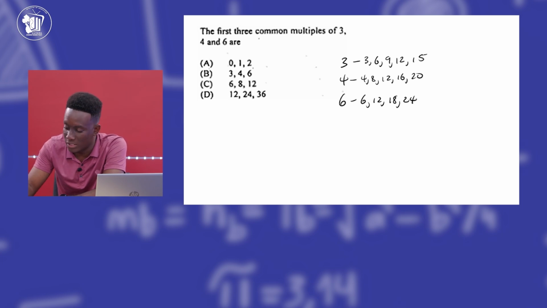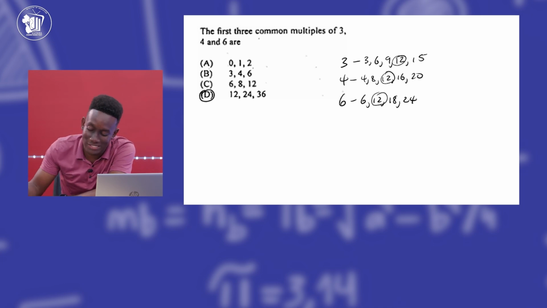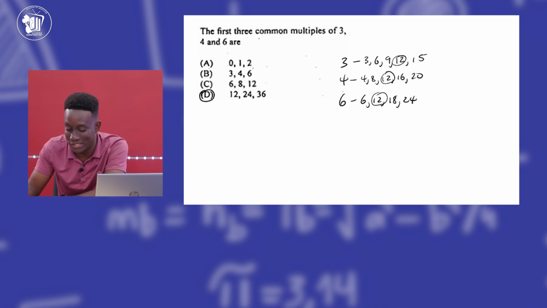They want the first 3 common multiples. So let's see which one is the first one in common. We see 8, we see 9, we see 12. We see all of them have 12. So we start off with 12. And of course, the only option here with 12 in the answer is D. So the answer by virtue of common sense would be D.